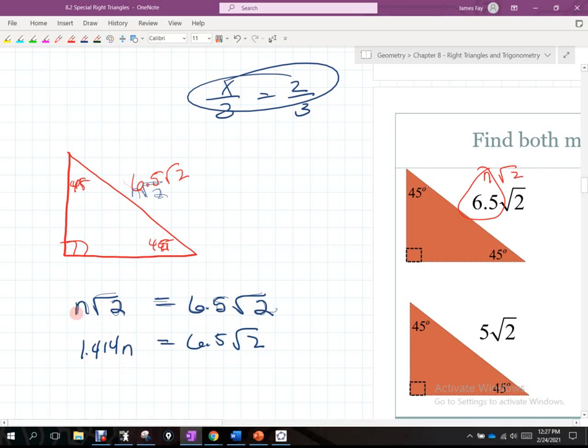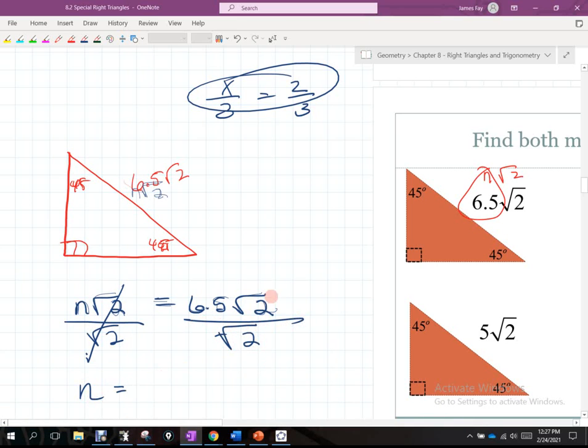Okay. Well, what do we say 1.414 really was? Radical 2. So if you divided by 1.414 here, then you should divide by radical 2 here as well, right? Those will cancel, leaving you just n. Over here, do they cancel again, leaving you just 6.5?